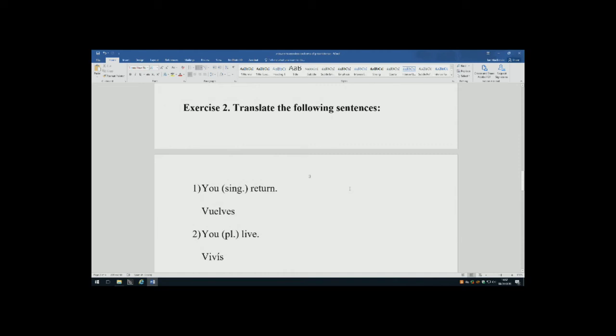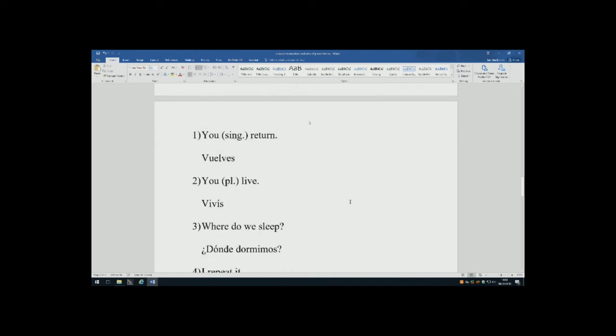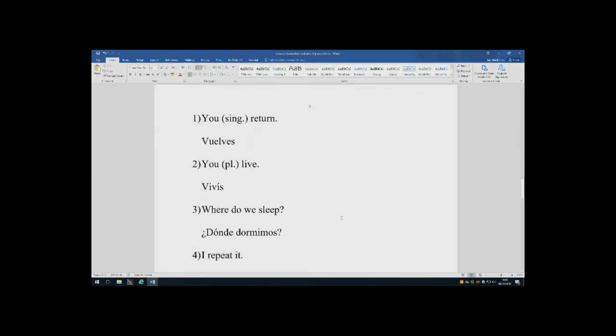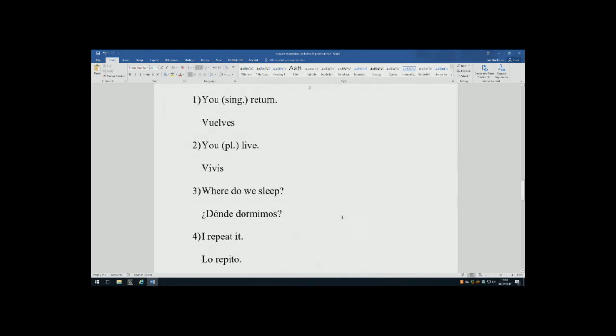Where do we sleep? Donde dormimos. Very good. I repeat it. So your verb here is repetir, which is radical changing, pattern 1, isn't it? So, lo repito. Lo repito. Yeah, you all happy with that? Lo repito. Is that okay?